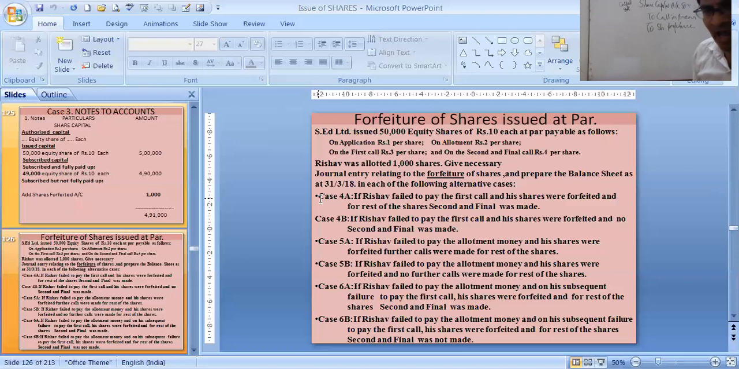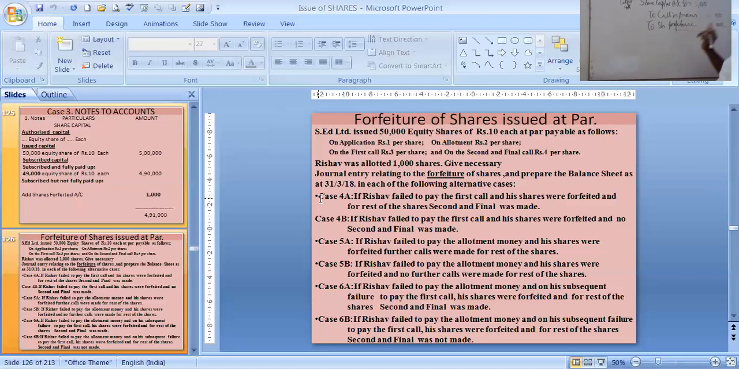Rishabh failed to pay the allotment money and, on his subsequent failure, to pay the first call. That means we have asked Rishabh to pay till the first call. Rishabh has failed to pay the allotment money as well as the first call money. Two things he has not paid, and what he has paid is only the application money. Only application money received, it will be 1000.